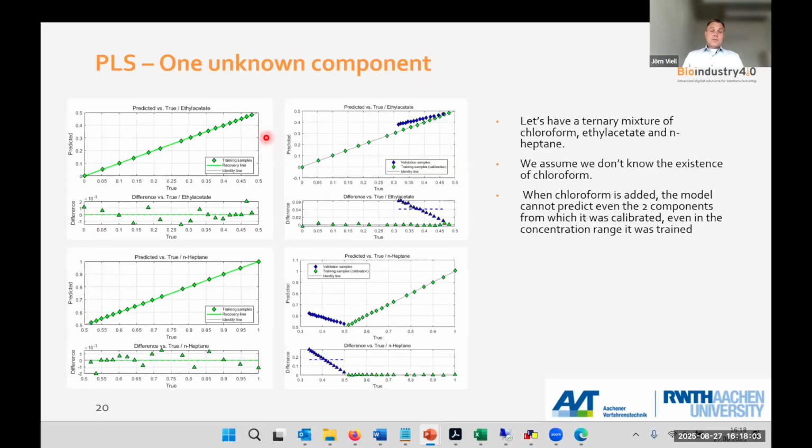Same as with an unknown component. It could easily be that you don't know about every component that is in your mixture, and you maybe want to apply the model to that measurement as well. If you add an unknown component to a binary mixture here, now ethyl acetate and N-heptane, and maybe we don't know about the chloroform that is in there, then we easily see that this model breaks down. Here we have false predictions with the addition of chloroform when the calibration doesn't know about it.